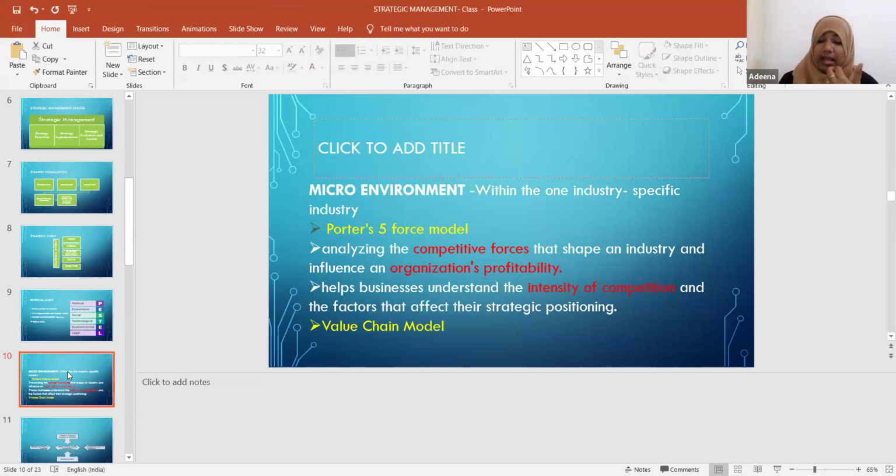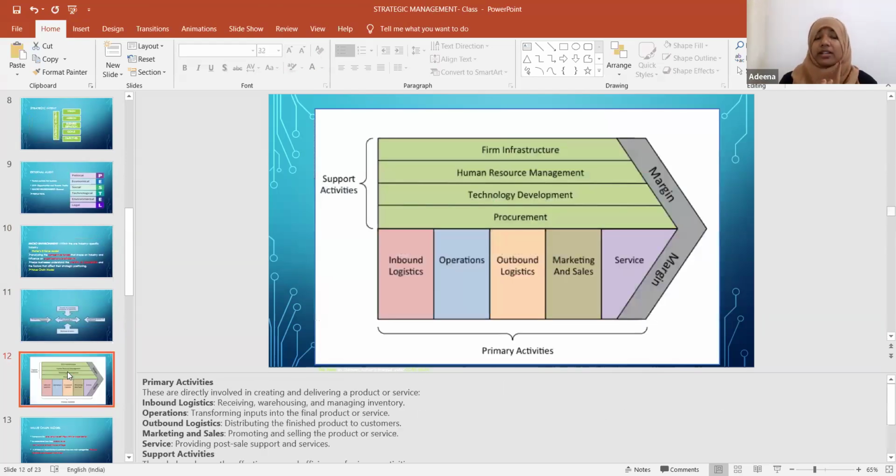Value chain model analyzes the organization's primary activities as well as the support activities. Primary activities include inbound logistics, operations, outbound logistics, marketing and sales, and then post-sale services. And the support activities include the firm's infrastructure, human resource management, technological development, and procurement. Analyzing all these factors, the organization can now set the strategy for the organizational factors. So we have seen external audit.